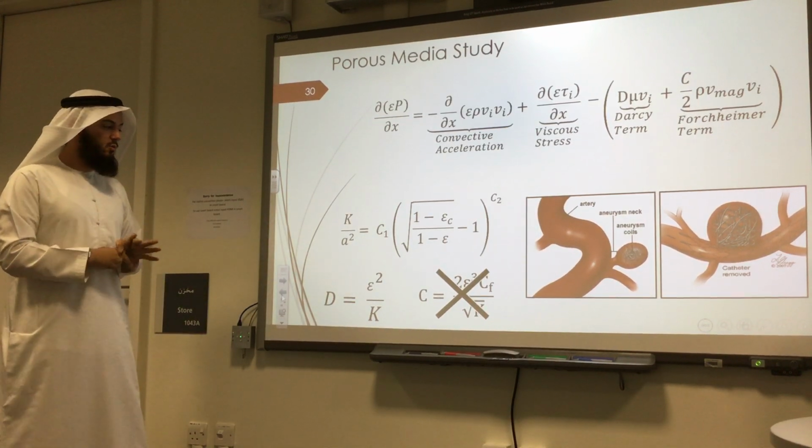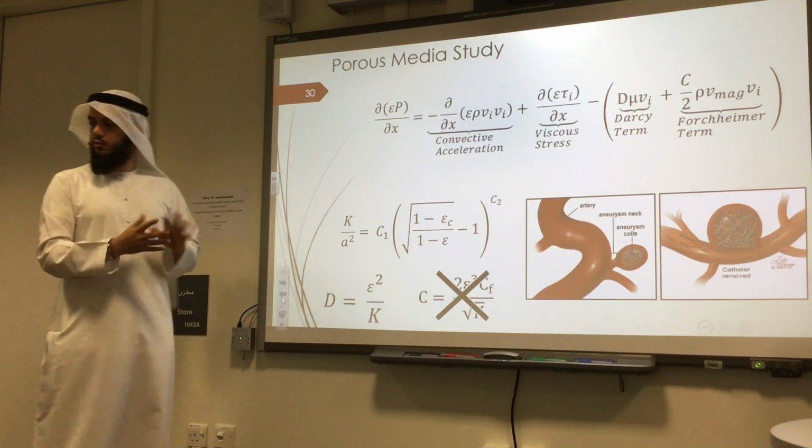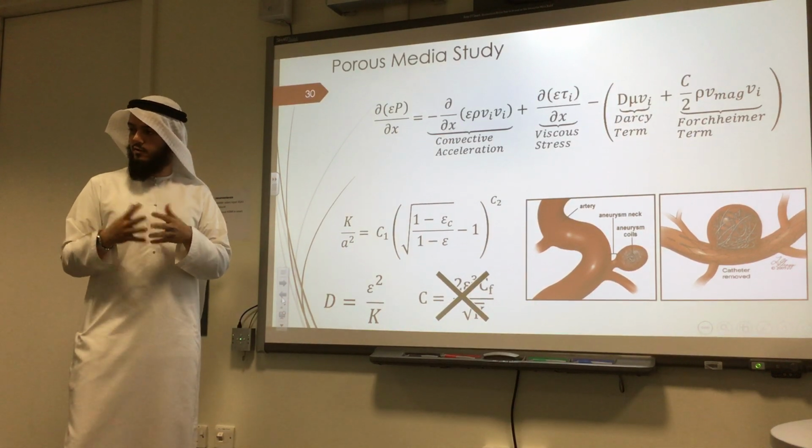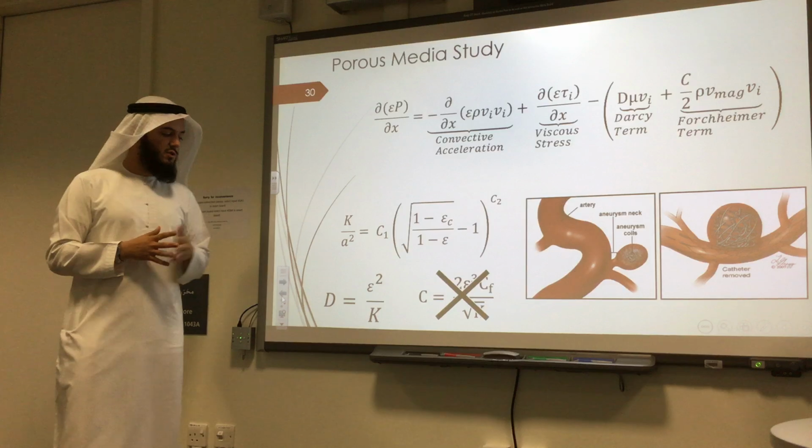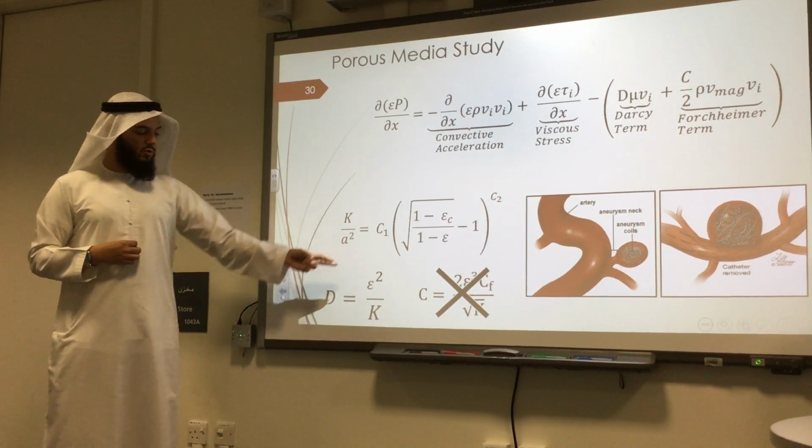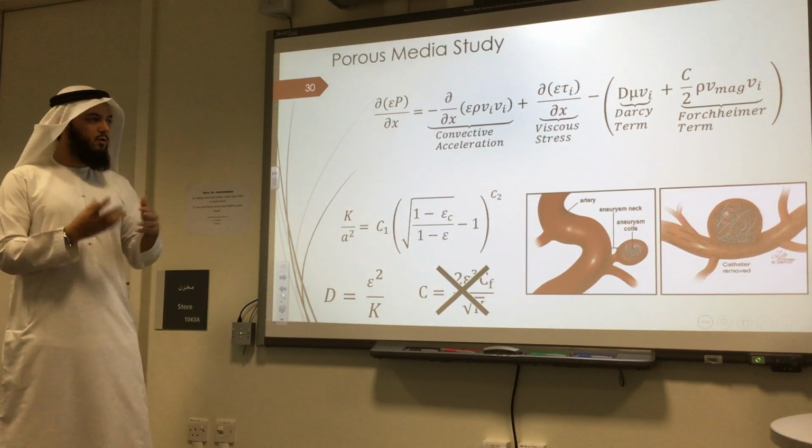So from this equation, we know that this equation is for the mesh. For different shapes of aneurysms, you have different equations. And this is the Darcy equation with porosity and permeability. We concluded those tables.